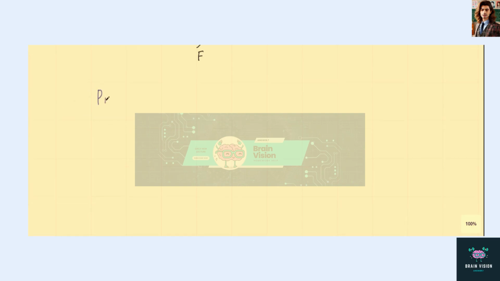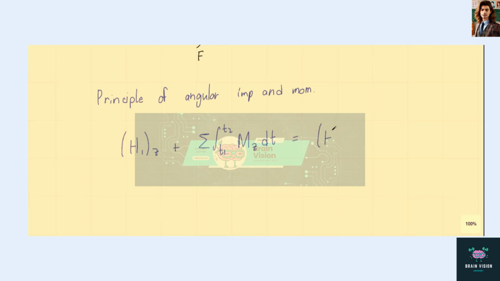So if we use the principle of angular impulse and angular momentum, we can see that the initial angular momentum about the z-axis, h1, plus the sum of the angular impulses over time from t1 to t2, the moments about z dt, must equal the final angular momentum of the system, h2, about the z-axis.